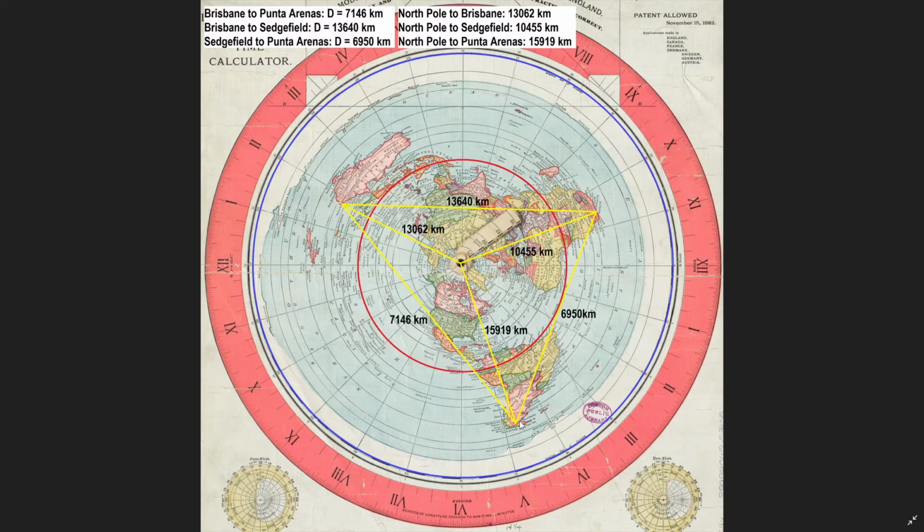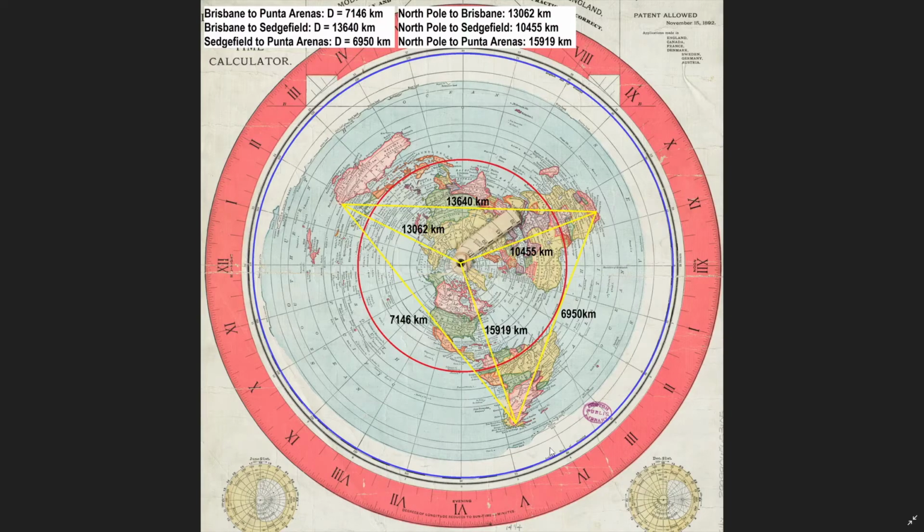Then you have the distance from Punta Arenas to Sedgefield, 6,950 kilometers, yet Punta Arenas is 15,919 kilometers from the North Pole. Clearly, these distances do not work. All these distances, by the way, are verifiable.